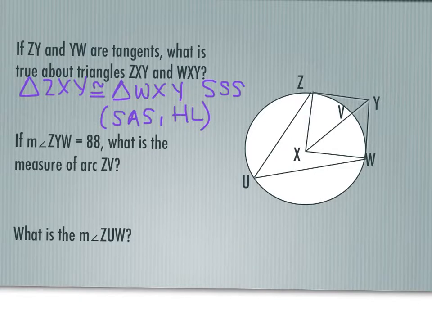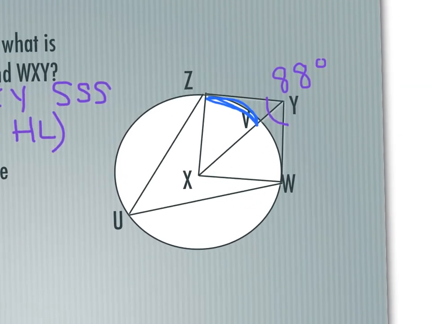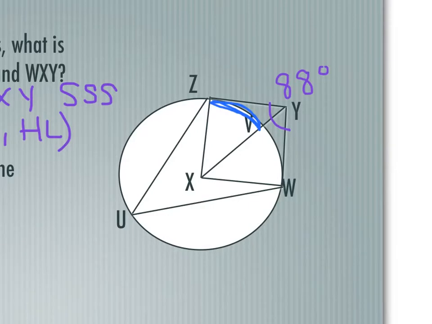Okay, if measure of angle ZYW is 88 degrees, what is the measure of arc ZV? All right, let's see what we can do with this. Tell me something I could do with that 88. Jake? Could you cut it in half? I sure could. Because we know that those triangles are congruent, we know these angles would have to be congruent. So this would be 44, this would be 44.